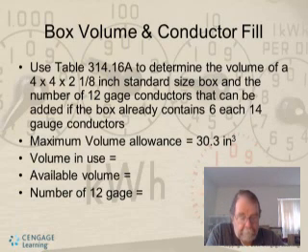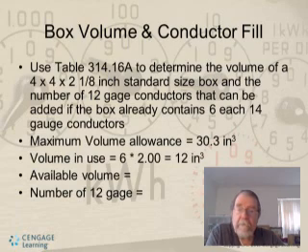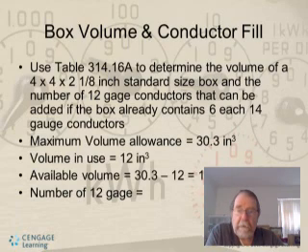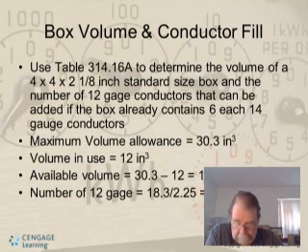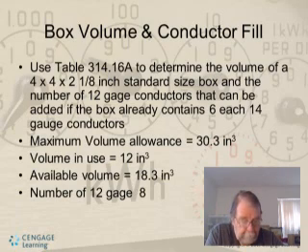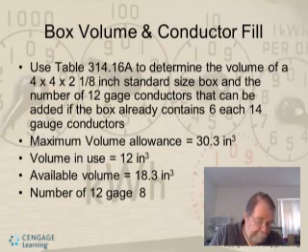See, we got in use, we have 6 times 2 equals 12 cubic inches. Now available volume, we subtract that 12 cubic inches away from the 30.3, and that leaves us 18.3. Okay, and so we divide that 18.3 by 2.25, and it gives us 8 conductors.